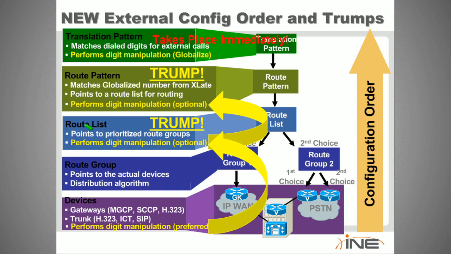Okay, so that's what I call the route pattern, route list details, and device or gateway, the three-tiered tentative digit manipulation. If it occurs at step 1, it could be overridden by step 2, route list details, or step 3, devices. However, translation pattern is not subject to that usurping or that trumping. Anything done at the translation pattern takes place immediately. Go ahead, Michael, you have a comment?